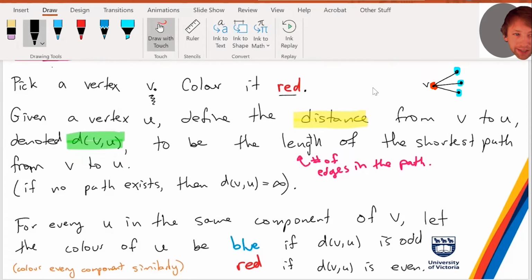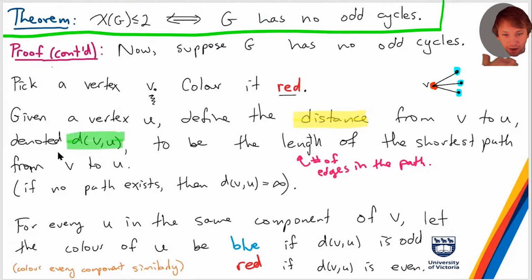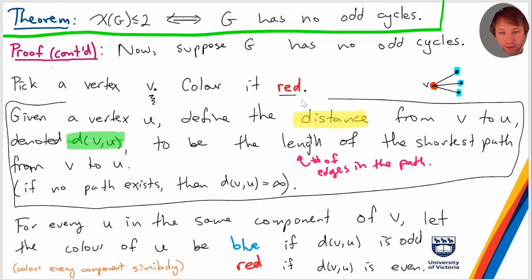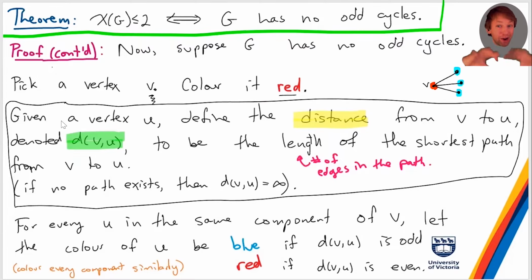If I take something at distance 2, so just to be formal, given a vertex U, I define the distance from V to U to be the length of the shortest path from V to U. Now, there's one annoying thing: maybe the graph is disconnected. Maybe there are some vertices in different components, so there's no path from V to U. For those vertices, I just say the distance is infinity.